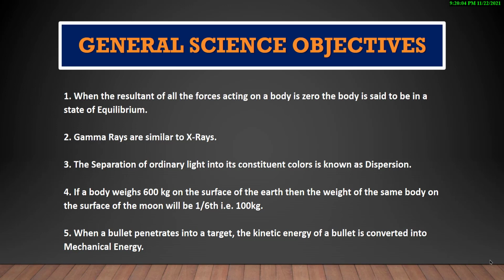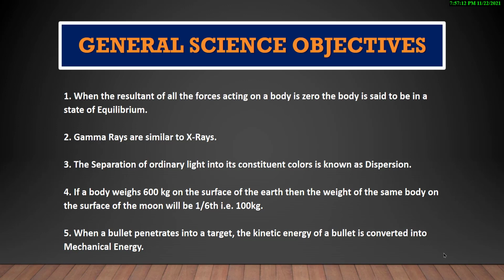When the resultant of all the forces acting on a body is zero, the body is said to be in a state of equilibrium. Gamma rays are similar to X-rays. The separation of ordinary light into its constituent colors is known as dispersion. If a body weighs 600 kg on the surface of the earth, then the weight of the same body on the surface of the moon will be 1/6, that is 100 kg.